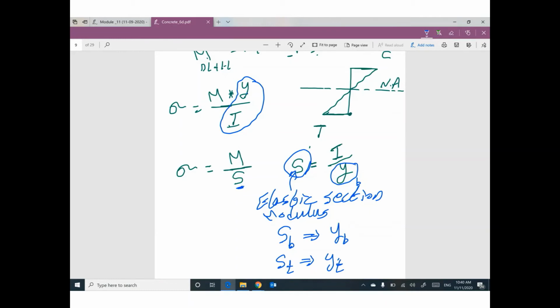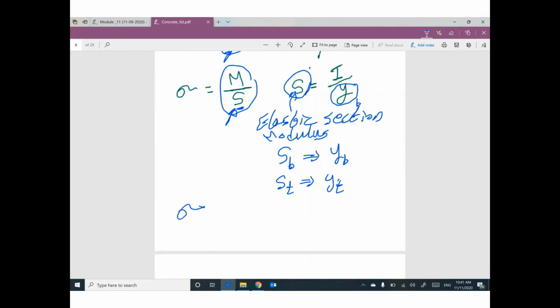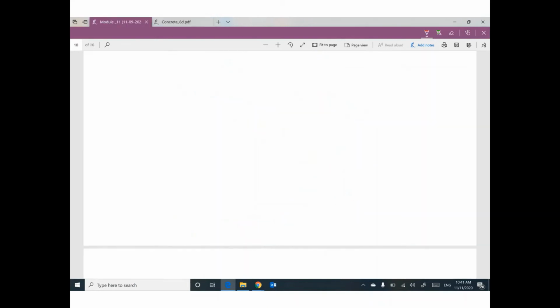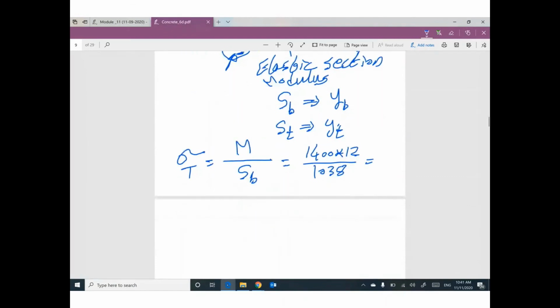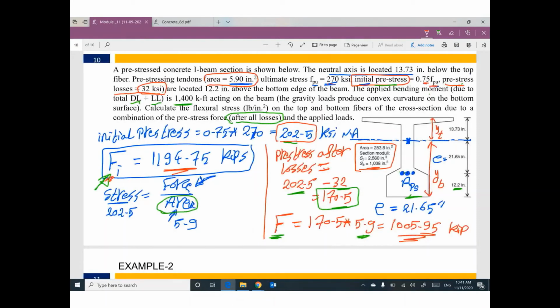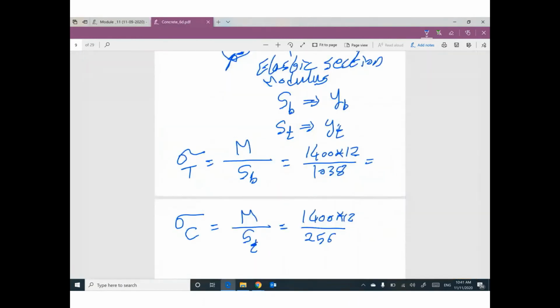Probably, if moment of inertia is given or you can calculate it, go ahead and use My divided by I. Sometimes these cross sections are given in a table, so the table can give you a value for S, which you call section modulus. So I will use this expression instead of this expression. If you would like to get the sigma at the bottom, which is tension, it will be M divided by S at the bottom. M is 1400 times 12. S at the bottom is given, 1038. I can get the value. Sigma at the top, which is compression, equals M divided by S top. 1400 times 12 divided by S top, 2560. So I can figure out these values.